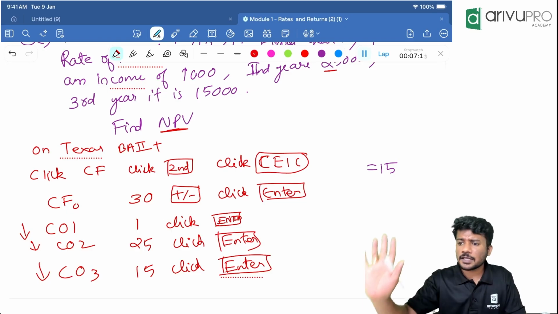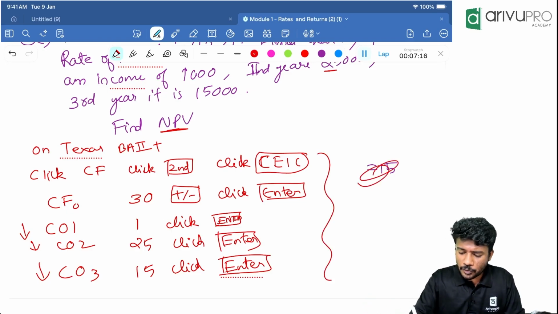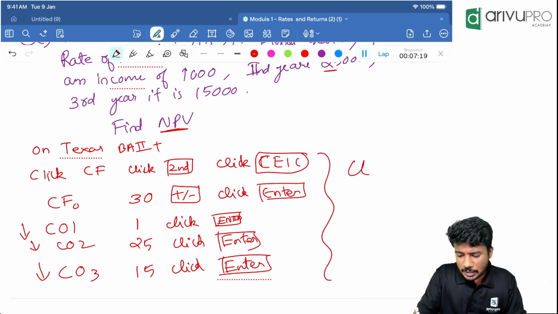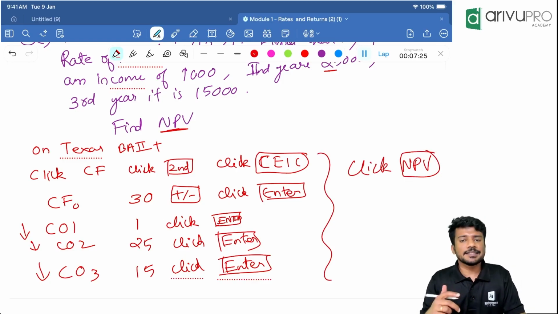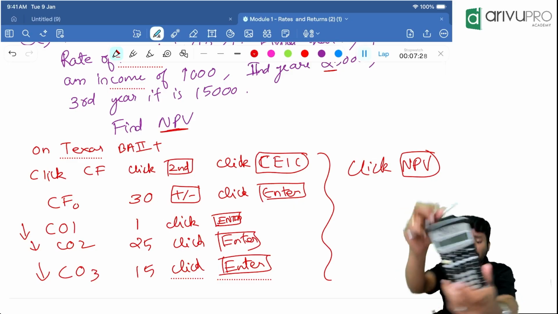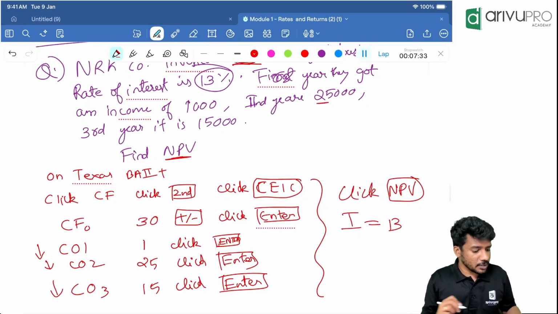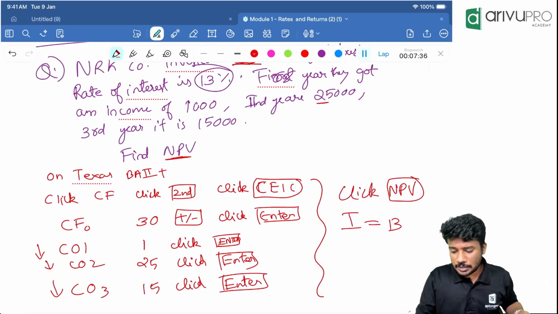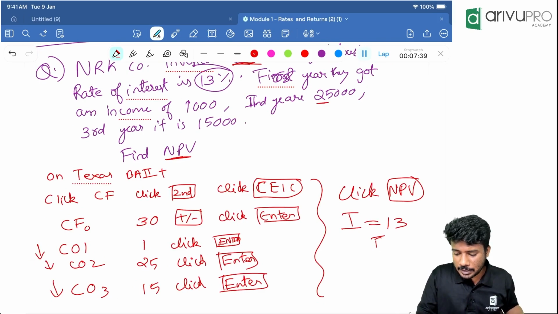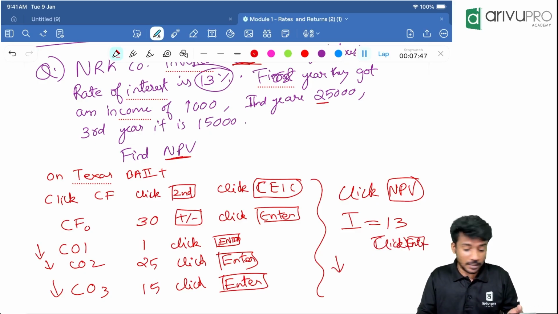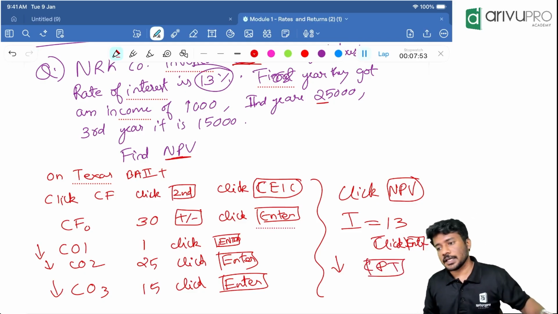Now that all the values are added, what are we going to find? We are going to find our NPV. Click the NPV button. Then it asks for I. I is how much percentage is given in our question? 13. So type 13 there and click enter. Now come down. NPV is asked, so NPV is equal to 0 is shown. Click the CPT button, and you will get the answer accordingly.